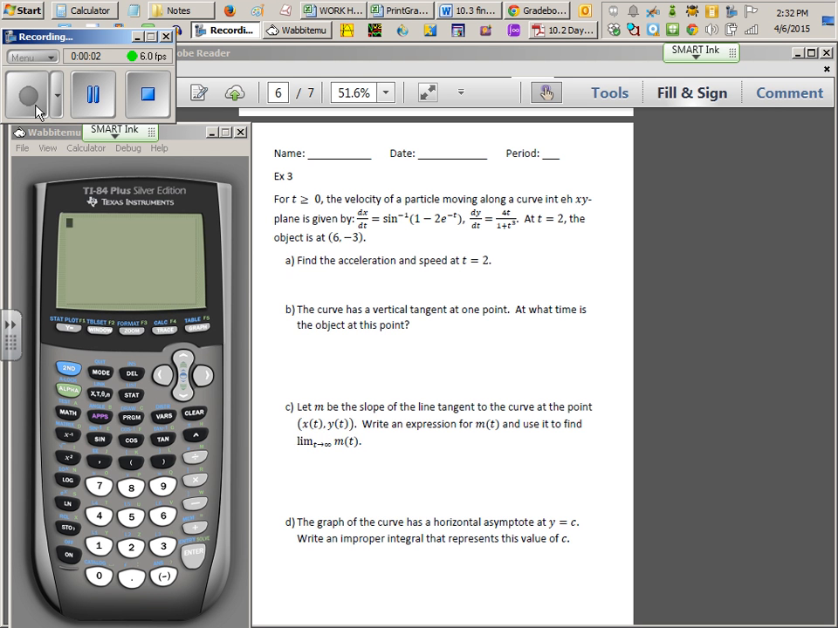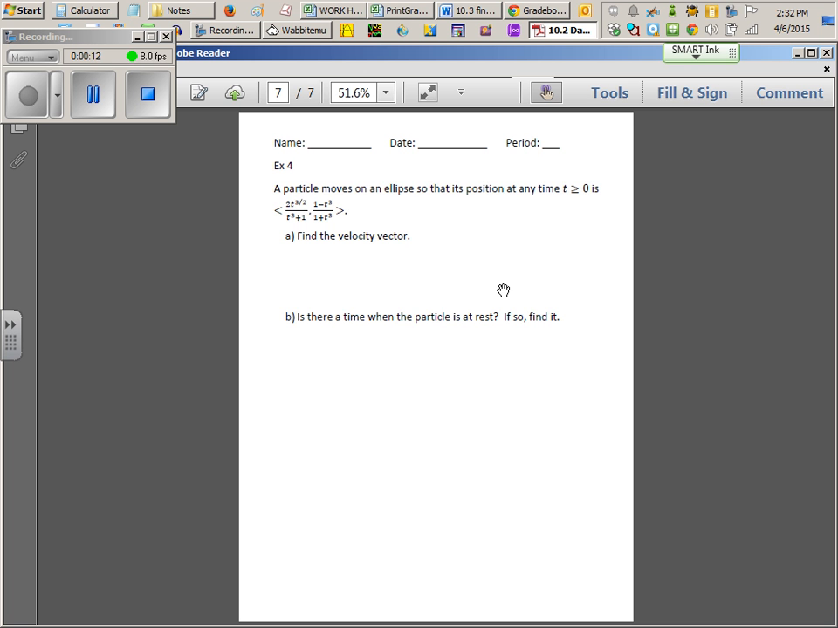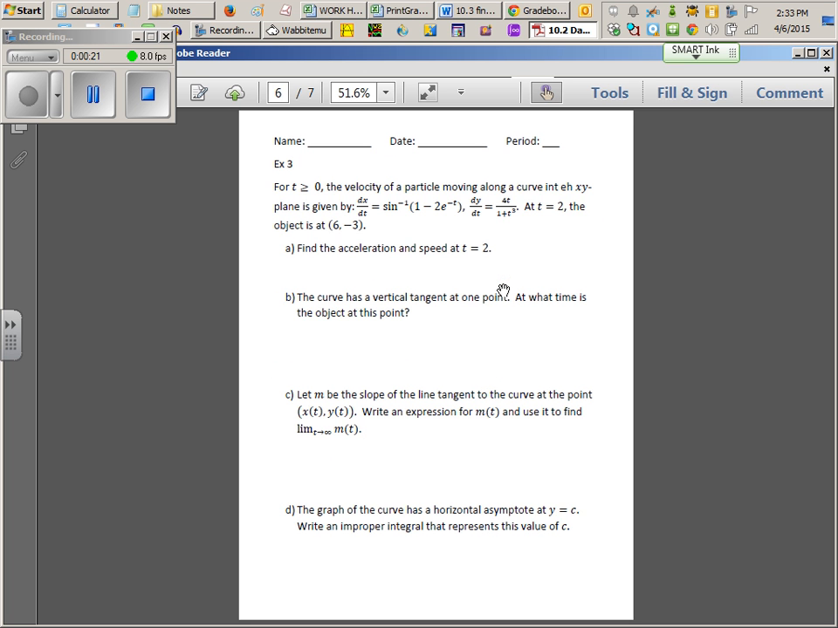Okay, welcome to part two of 10.2 day two. I just want to remind you that we haven't done examples three and four yet. I did give you a list of formulas that you can use, and those are right here. I've got position, velocity, speed, and so forth. Okay, so let's go down and look at example three.